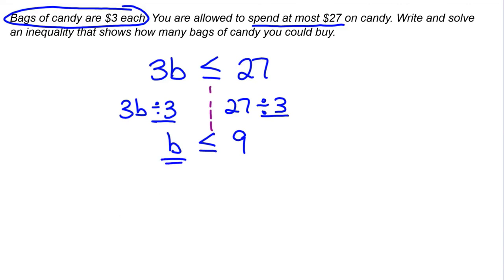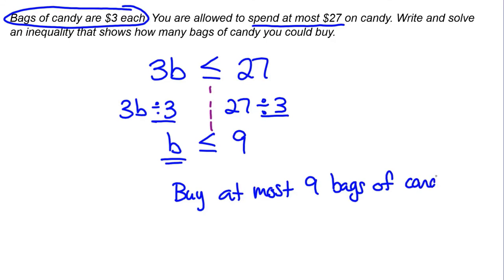So that means the number of bags of candy that I can buy has to be less than or equal to 9. So I can buy at most 9 bags of candy.